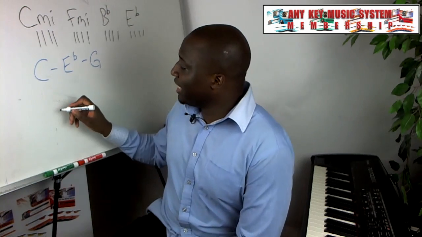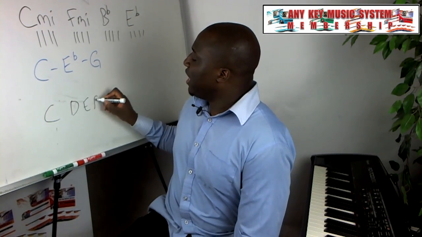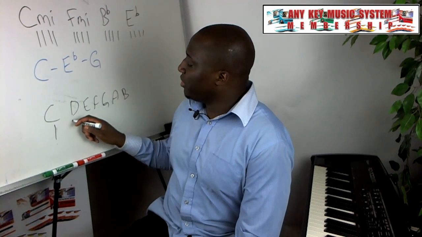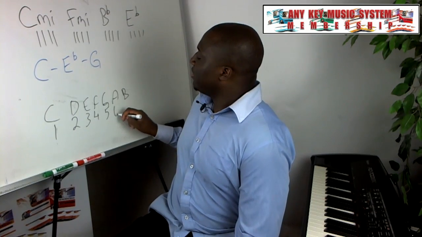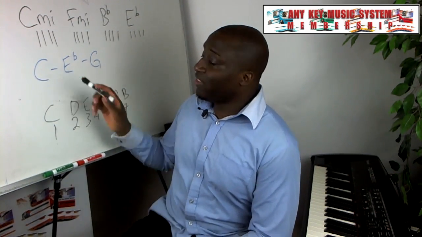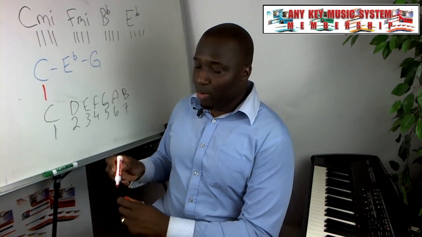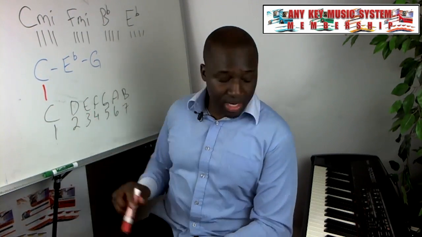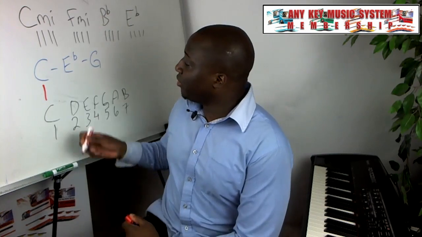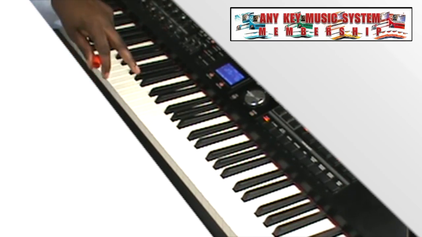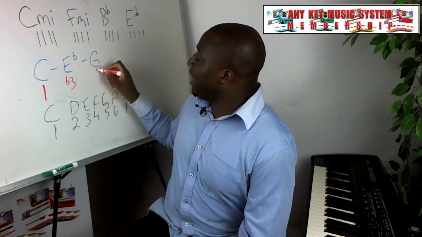If we were in the key of C, what would C be? We know that in the C major scale it's C, D, E, F, G, A, B. This would be the 1, this is the 2, 3, you got the picture, 5, 6, and 7. So if we have an E flat, that's not the 3. However, what is E flat? It's the flat 3. And the G in the key of C, 1, 2, 3, 4, 5, G is the 5. This is not the 1 in this key, but I'm just giving you an example.